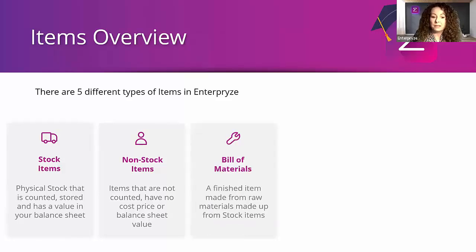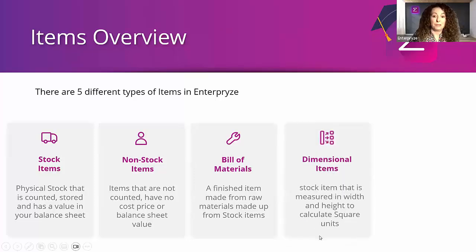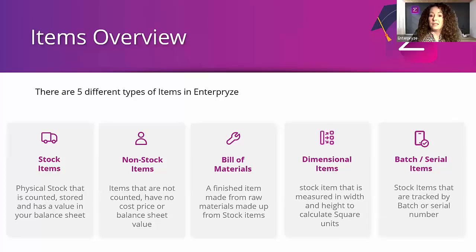We've got bill of materials. So bill of materials are simply finished items made from raw materials, made up generally from stock items, but they can be non-stock items as well as part of the components. We've got dimensional items. So dimensional items such as squared items, such as box squared items, and then 3-dimensional as well. So that's where measurements in width and height are required, and they're variable as well to calculate, for example, square units. We've also got batch serial items.